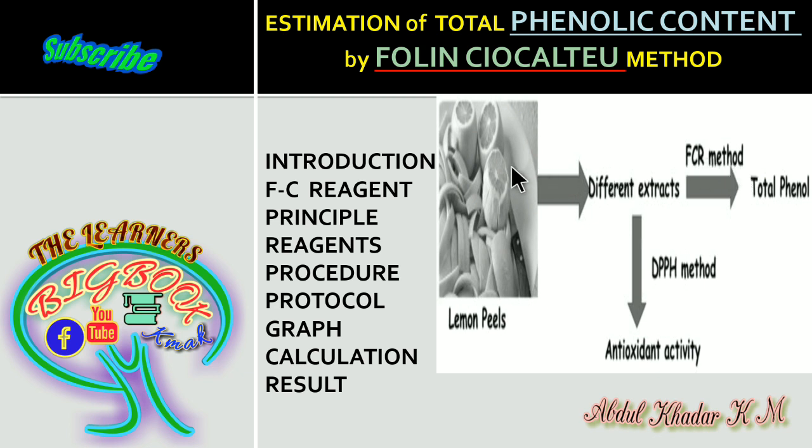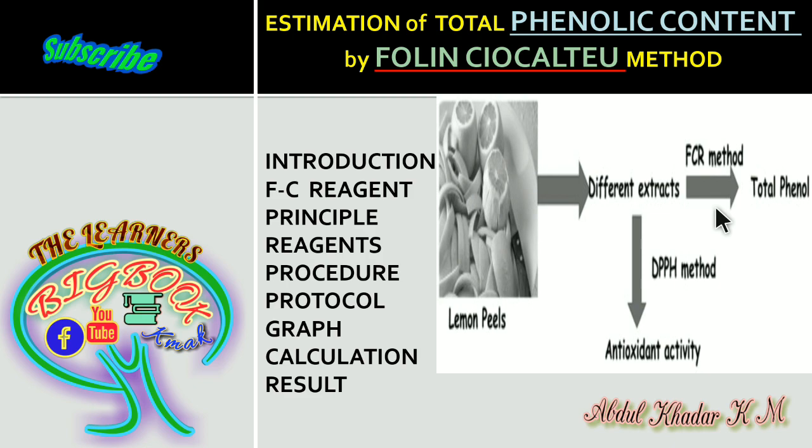Folin-Ciocalteu reagent, where we are going to subject different extracts of the plant to the FCR method, and we are going to calculate or estimate the total phenolic products present within the extracts. We are not studying the antioxidant activity by the DPPH method. That is very different from this estimation by the FCR method. Here we are studying the phenolic content within the different extracts. Those are also the antioxidants present in the plant extracts. So here we are only doing the estimation, not the scavenging.